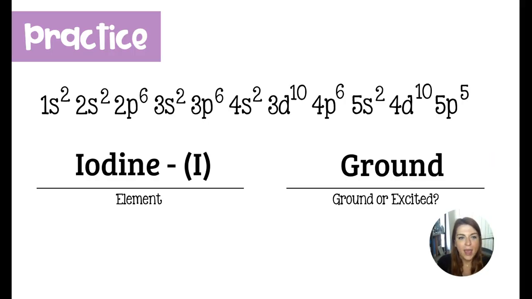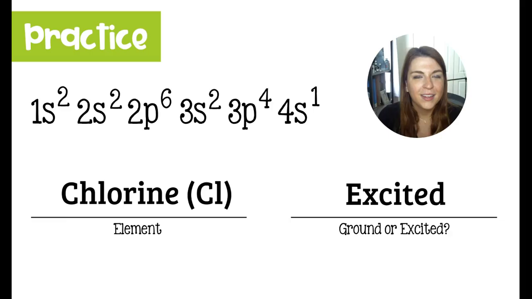Just looking at the top half here, I can run through and do a check to see that all of this is a ground state configuration. It perfectly matches the diagonal rule, and we are ending on 5p5, which, if I hack the periodic table, the fifth period P block, fifth one in, is going to be iodine. And because this perfectly follows the diagonal rule, it is in the ground state.